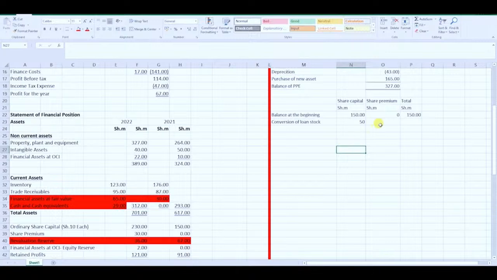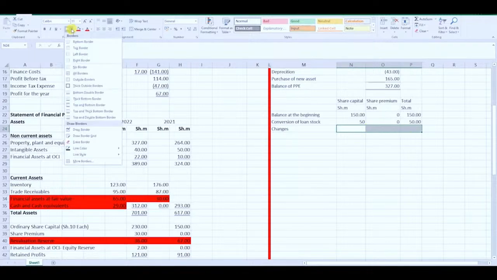Do we have share premium for that? No. So we put 0 there, and then we just drag the formula here. Remember that plus sign? We drag it like that. Conversion of loan stock, after that, we try and assess the changes over here, changes. Over here, so we put 2 lines that go like so.